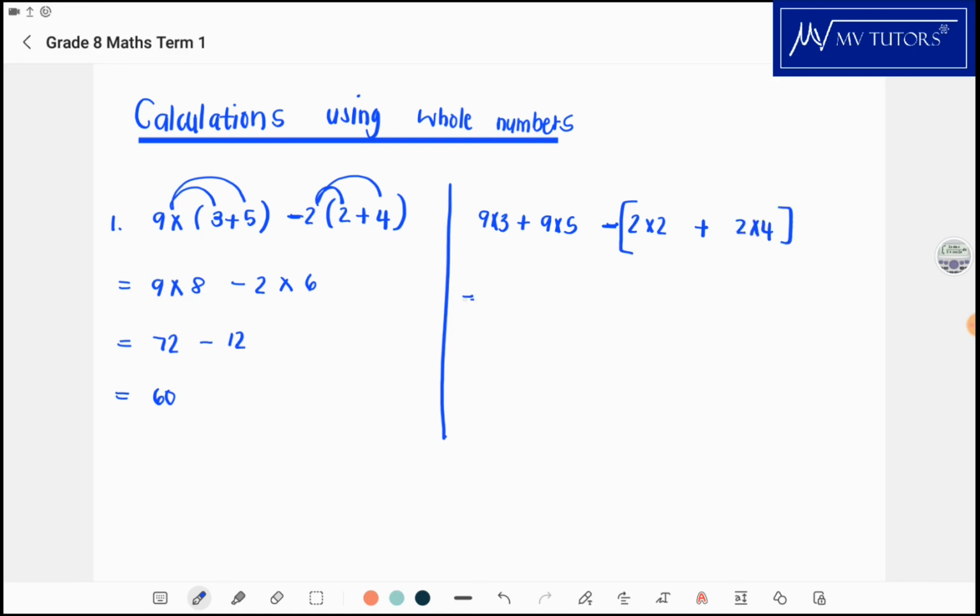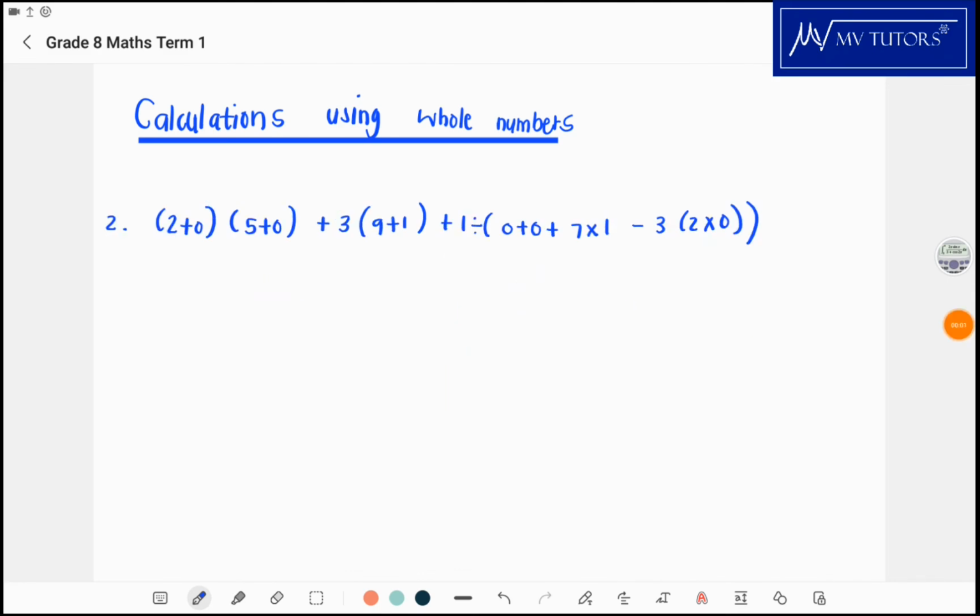All right. So I know 9 times 3 is 27. 9 times 5 is 45. Minus 2 times 2 is 4. Plus 2 times 4 is 8. So then I have 27 plus 45. 7 plus 5, that's 12. Carry 1. 2 plus 4 is 6. And we have 72. And then minus 4 plus 8, that is 12. So there we go, we have 60. So you have 2 ways of solving it, and that would work.